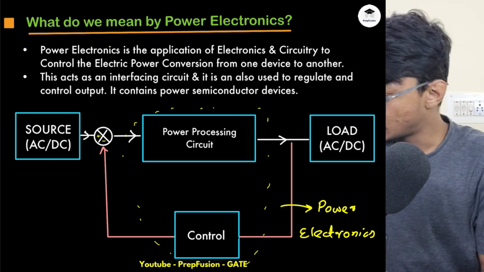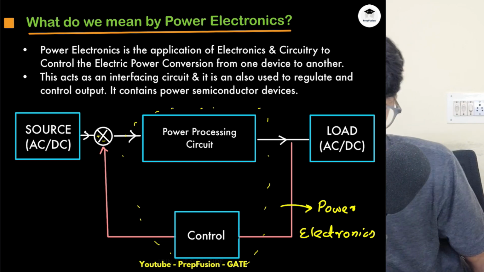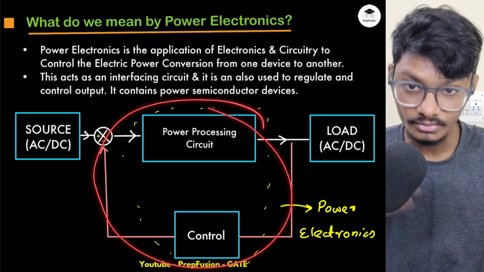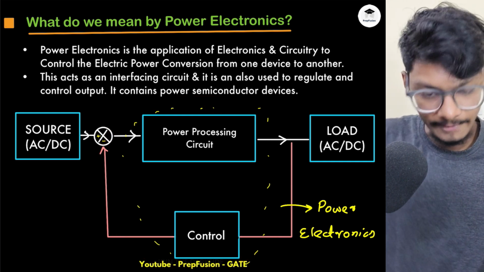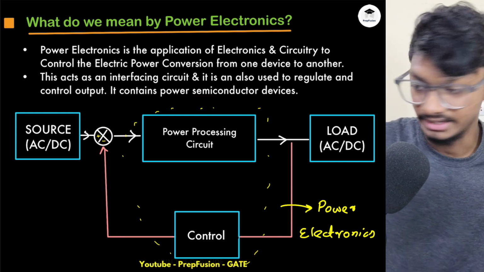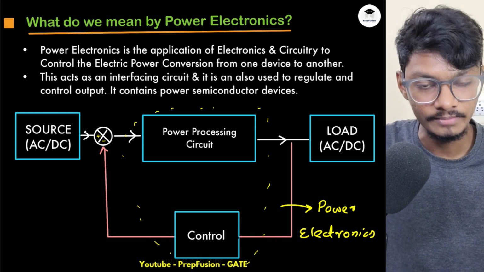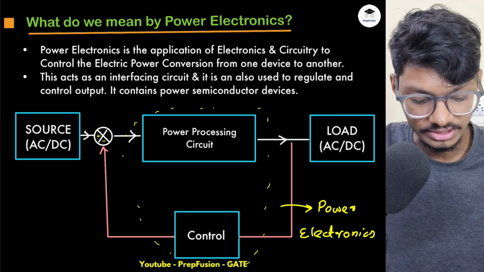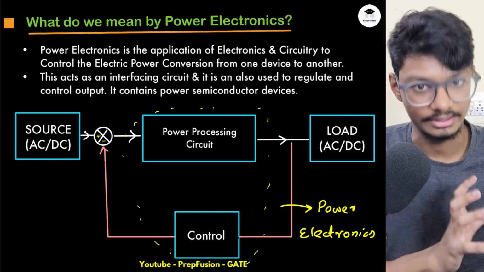So all these things are the work of power electronics students, whoever has studied power electronics. This circuit in between is power electronics. What it does is it takes the AC, and it has a rectifier and transformer, which steps down the voltage and also converts it into DC. So this is basically our main target of power electronics.